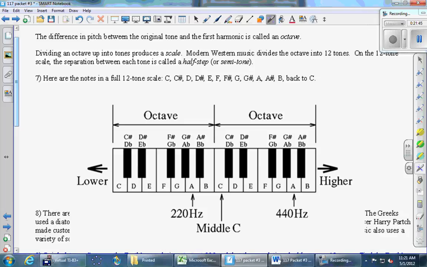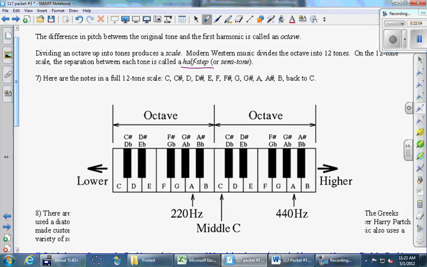Now it's really confusing because we call each of those steps a half step. If it were me, I would call them steps, but we call them half steps. Every time you move to the right, it's a half step. Doesn't matter whether the key is black or white. Every note is a half step, okay?